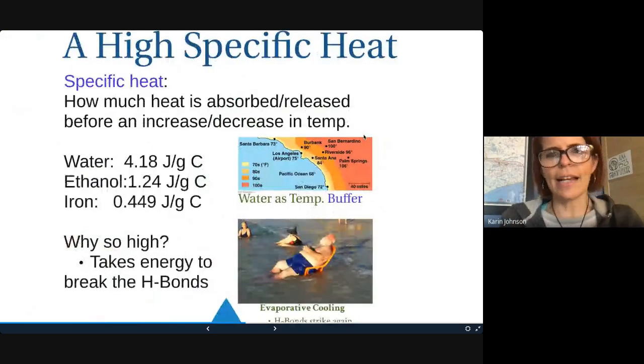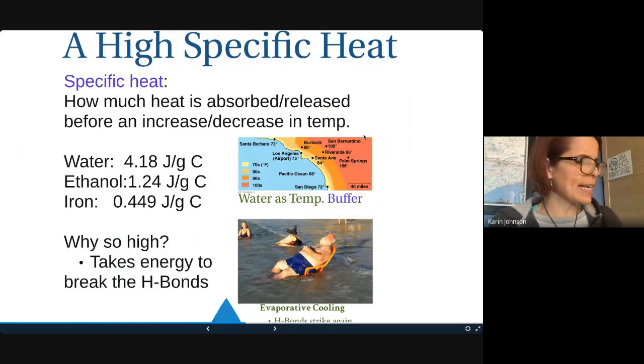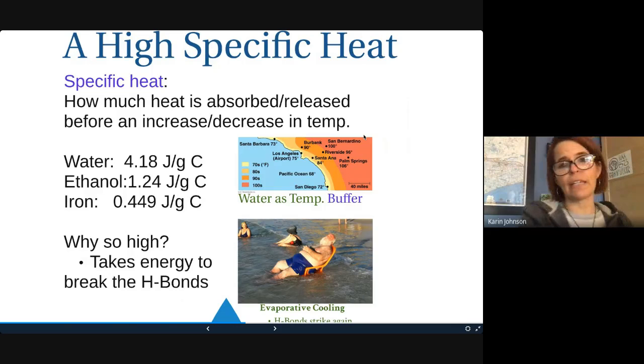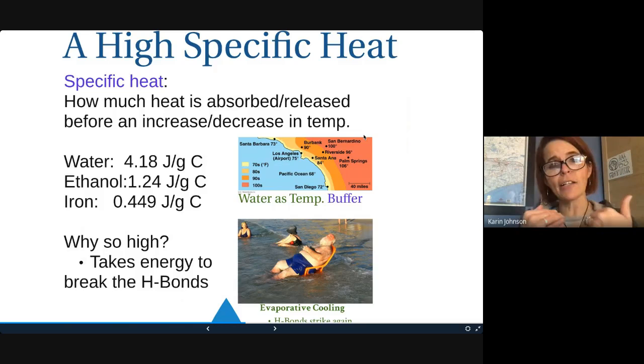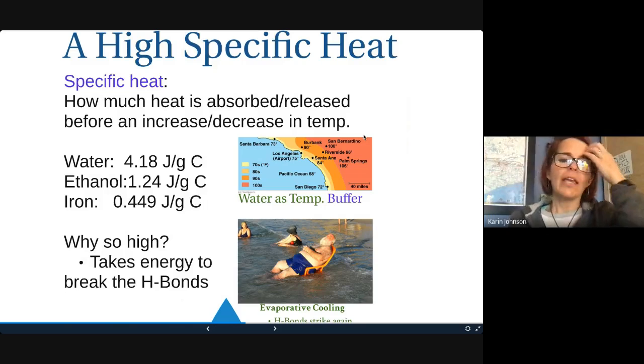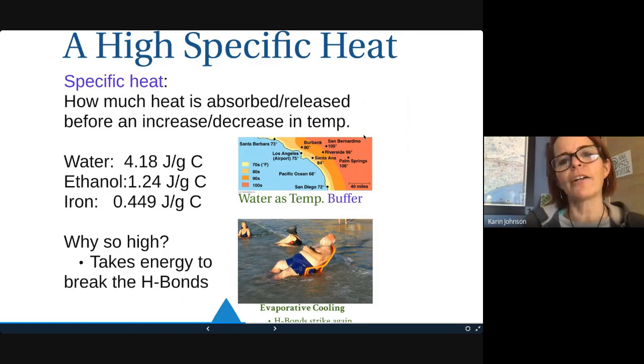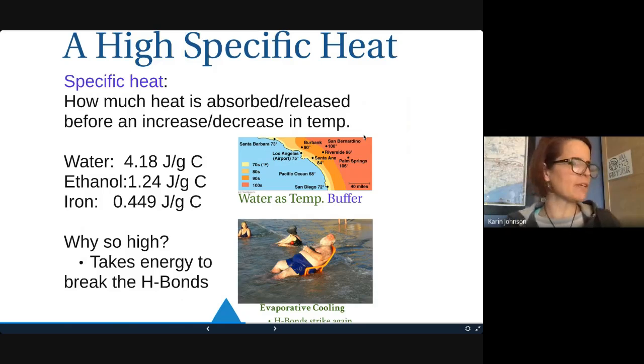All right, next, I'm going to talk about specific heat, and the fact that water has really high specific heat. So specific heat is basically how much energy a substance absorbs before the temperature changes. You don't know about specific heat yet. That will be in our 4th term of honors chemistry. We'll learn more about specific heat.